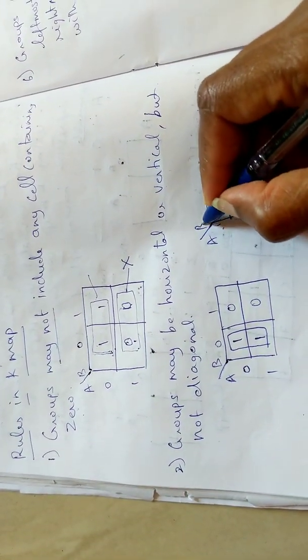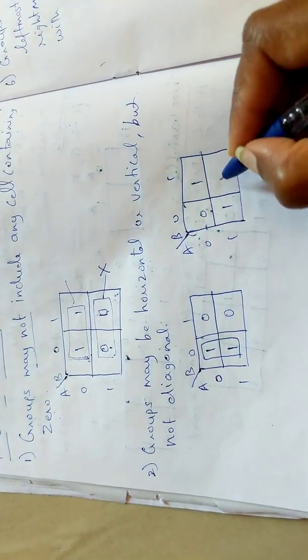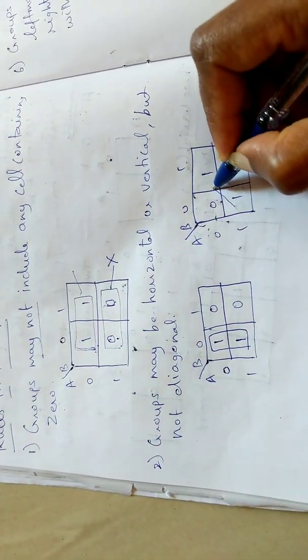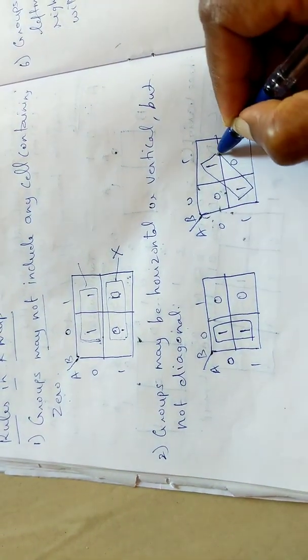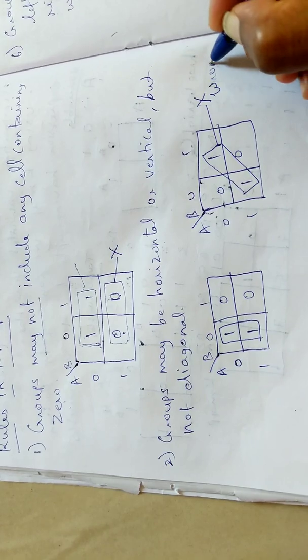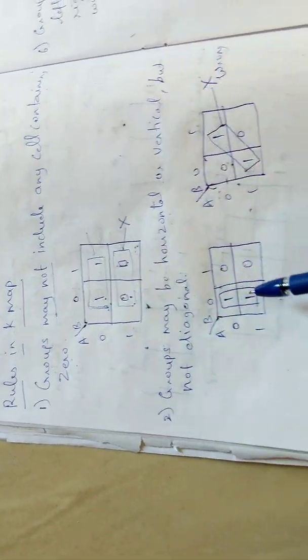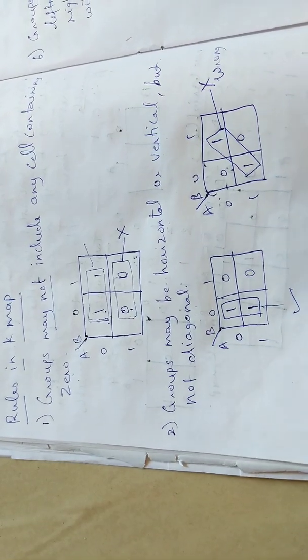With A B, 0 1 and 0 1, suppose I have a 1 like this and under this I make a group like this. This is wrong, you should not do it. You cannot make it diagonal. Either horizontal is okay, or vertical is also correct.